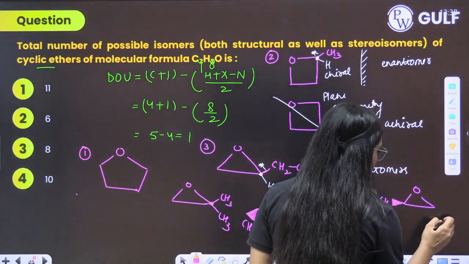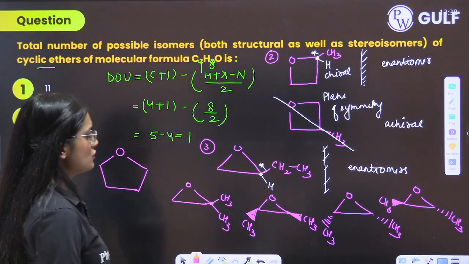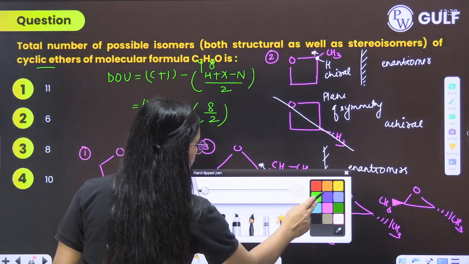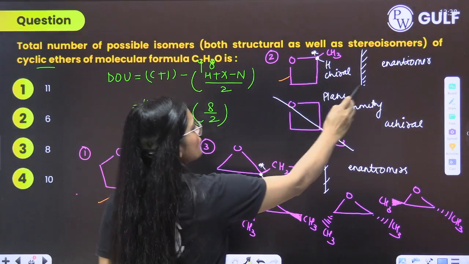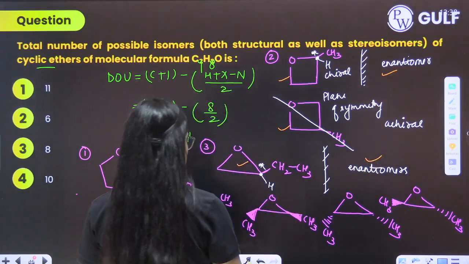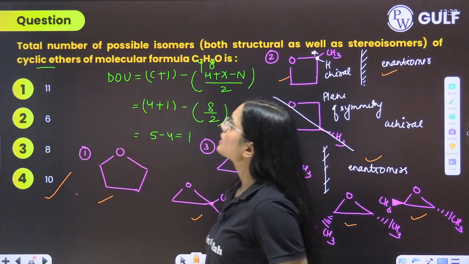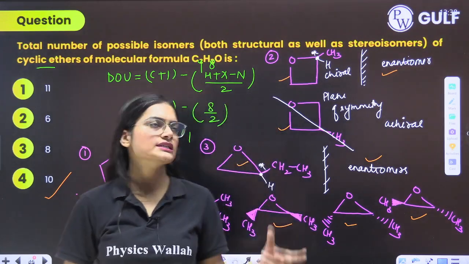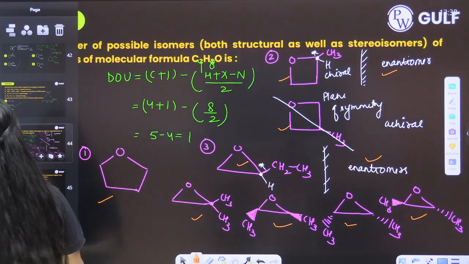CH3 and this is your CH3. So these are the possibilities. Let's find out how many structures we are able to draw. This is the first one. 1, 2, 3, 4, 5, 6, 7, 8, 9, 10. So in total 10 isomers, including both structural as well as stereoisomers, you can draw for this molecular formula. This was one of the most difficult questions. Next one.